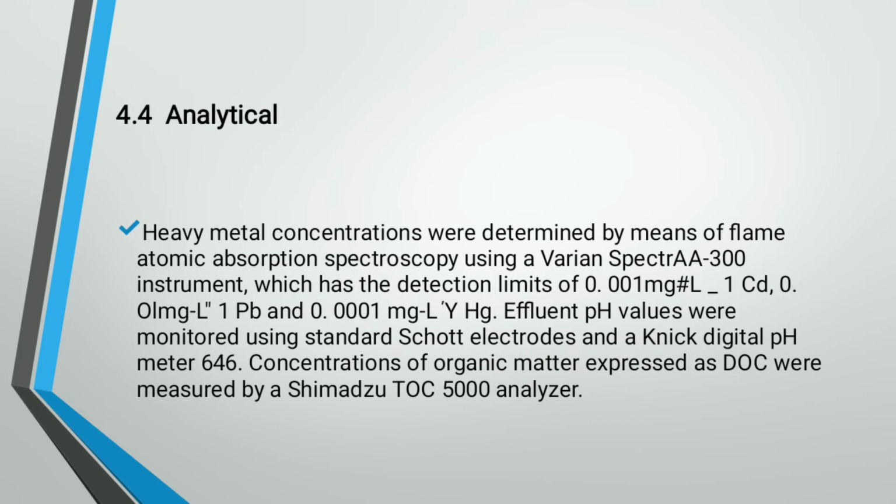Heavy metal concentrations were determined by means of flame atomic absorption spectroscopy using a Varian SpectrAA instrument, which has detection limits of 0.001 milligrams per liter for cadmium, 0.01 milligrams per liter for lead, and 0.0001 milligrams per liter for mercury. Effluent pH values were monitored using standard Schott electrodes and a Knick digital pH meter 646. Concentrations of organic matter, expressed as DOC, were measured by a Shimadzu TOC-5000 analyzer.